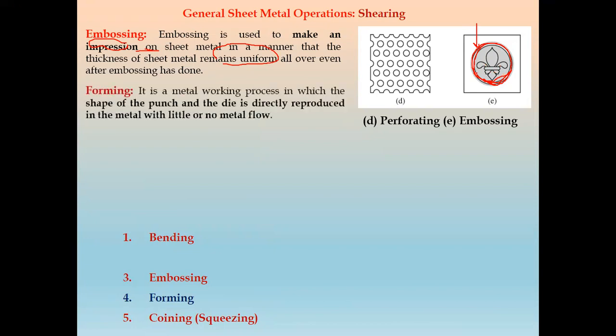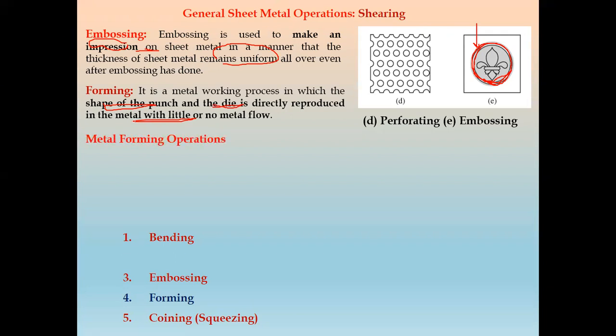Next type of operation is called forming. It is a metal working operation, or a sheet metal working process, in which the shape of the punch and die directly reproduce the metal with very little or no flow. It will form the same shape, given by the clearance between punch and die. So that shape will be formed by using the forming operation.